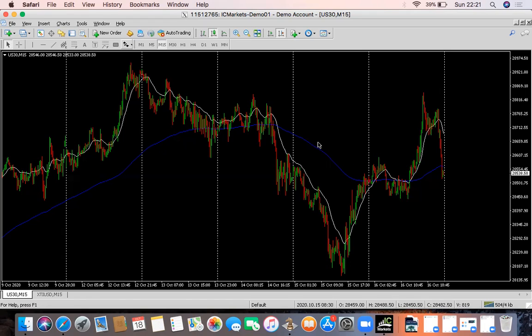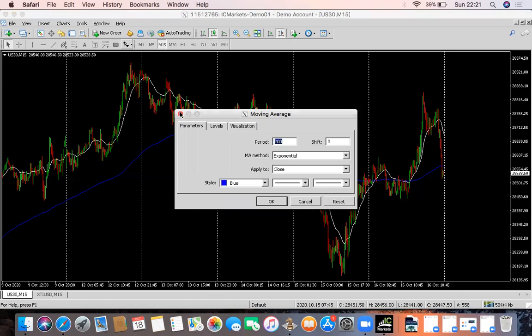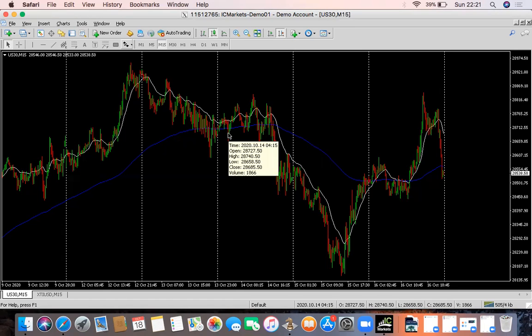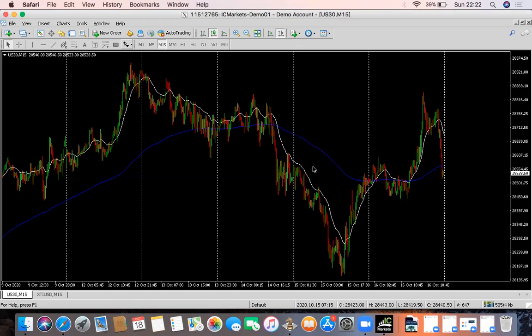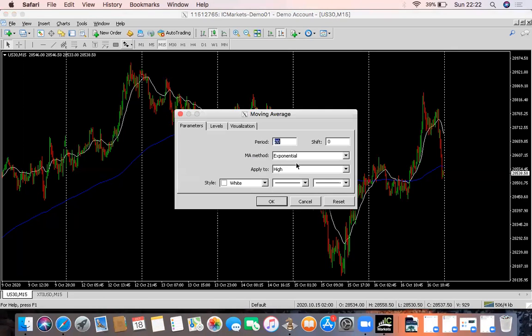Because I see a blue line and a white line on yours. Am I supposed to see those lines? Yeah, these are the moving averages we use. The 200 moving average is just for the trend, and the blue line, the white line, is the 20 for your entry, for your buy or sell. Usually if I'm in a sell market, I use the high. You find that on the EA. If I'm on a buy market, I use the low. That's the only thing. So 20 exponential low.